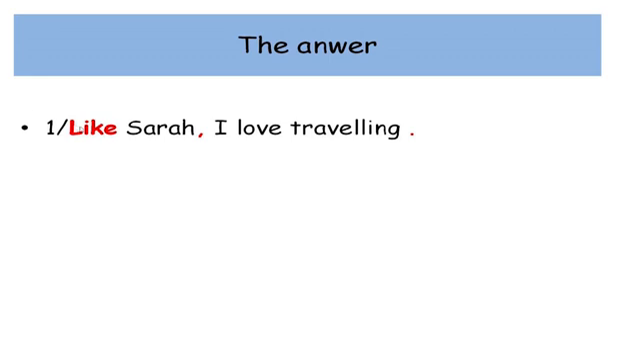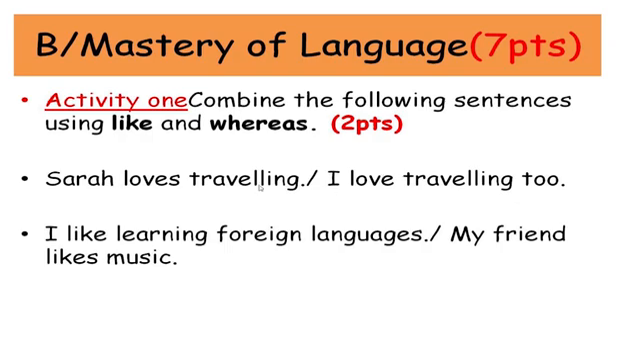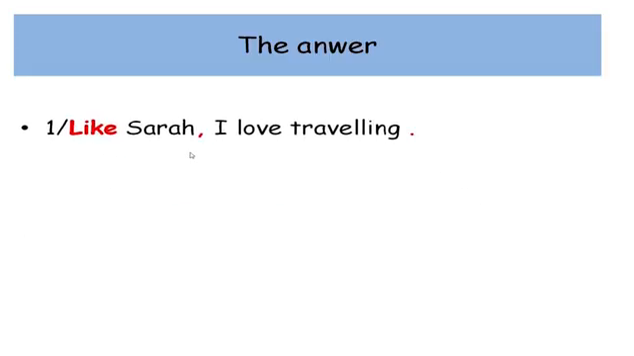Yes, the first one, we have: like Sarah, I love traveling. Here, why do we use like and not whereas? We use like because Sarah loves traveling, and I love traveling too. See the previous sentences with me: Sarah loves traveling and I love traveling. So they share the same idea here. Both of them love traveling. So here we say like Sarah, comma, I love traveling.